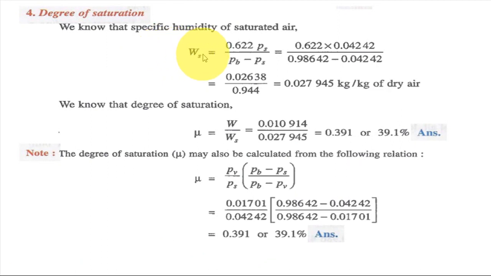The next is degree of saturation. So mu is equal to W upon Ws. We know the value of W, so we calculate Ws first. Ws equals 0.622 Ps upon (Pb minus Ps). Putting down the values, we got Ws as 0.027944945. So I calculate the degree of saturation equal to 39.1%. This formula is also available to calculate degree of saturation: Pb minus Ps upon Pb minus Pv, into Pv upon Ps. So I got the degree of saturation equal to 39.1%.